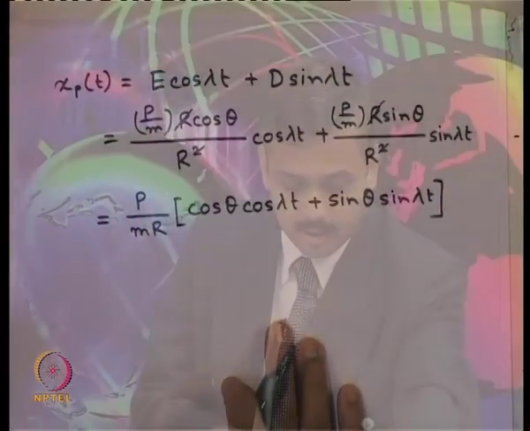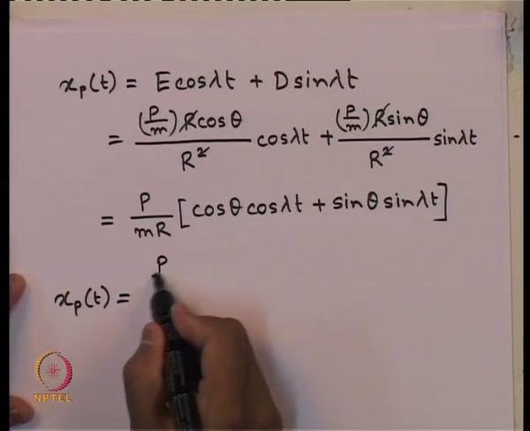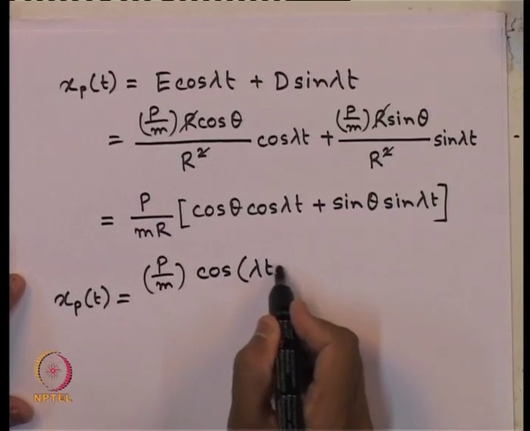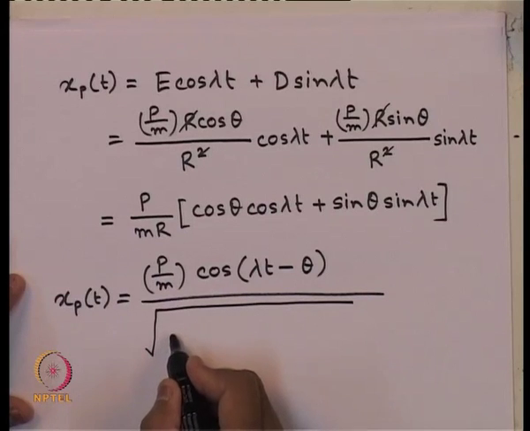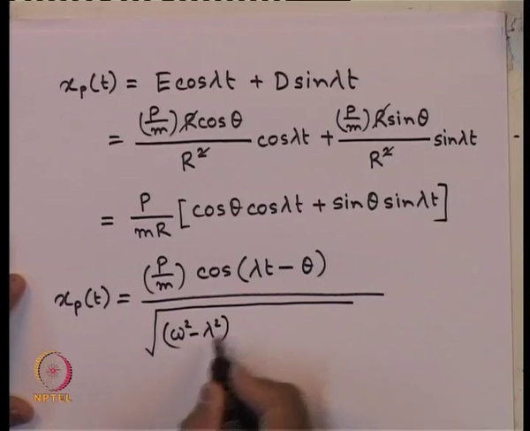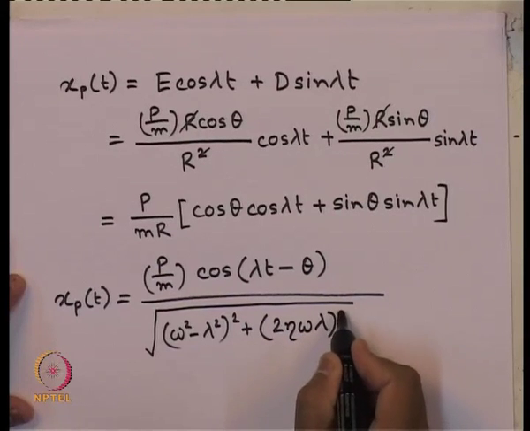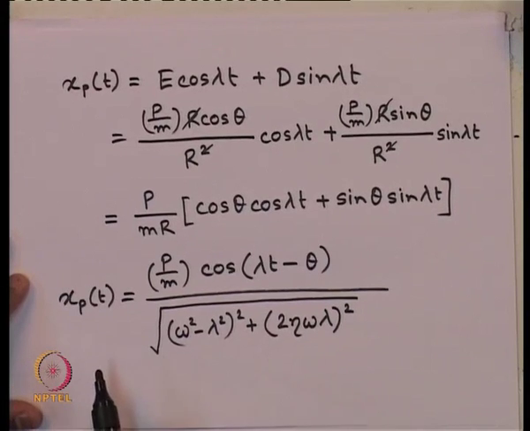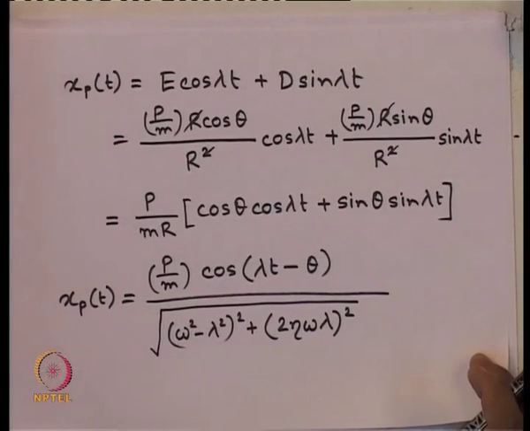From which we can now write down the solution of x p t, the particular integral part, will be P by m. This we can write as cosine of lambda t minus theta divided by r, and what is r? Root over omega square minus lambda square whole square plus 2 eta omega lambda whole square. So, this is the solution for the particular integral, and we got the solution for the complementary function also. Now, we have to add these two components to get the total solution.